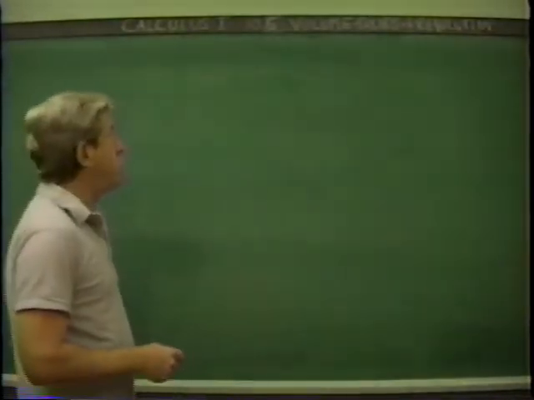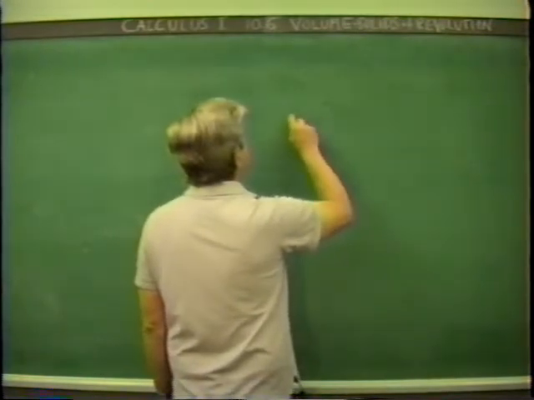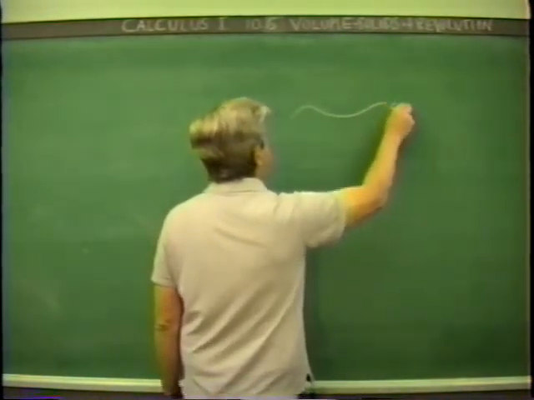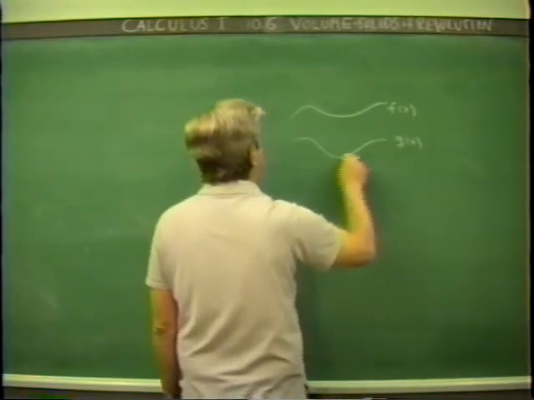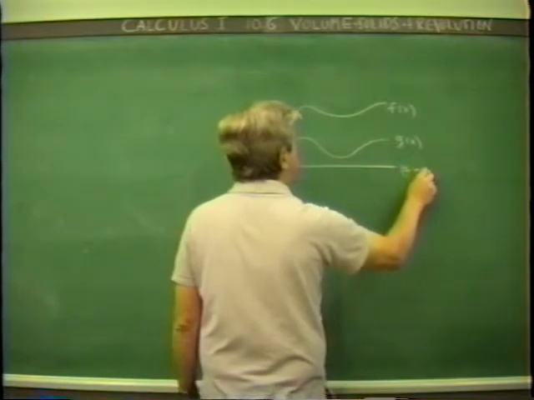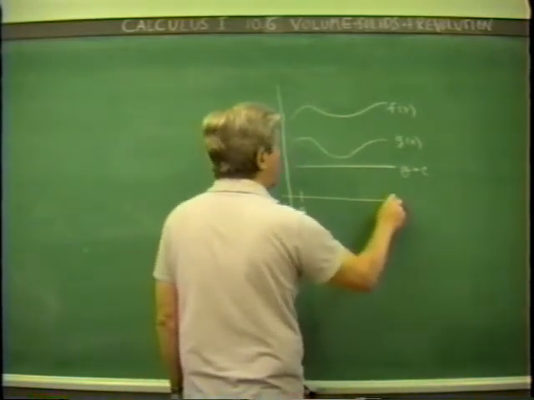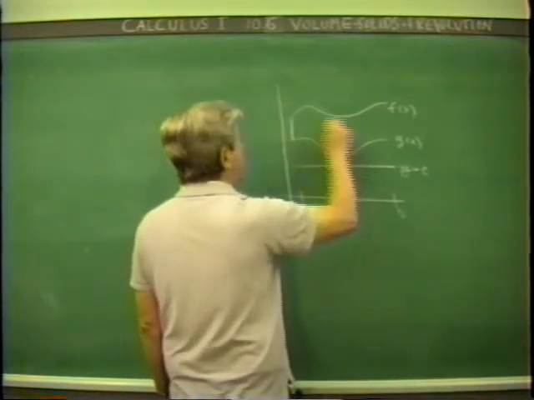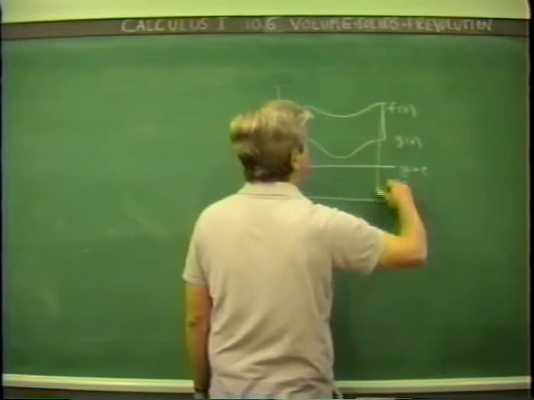Well, now it's more complicated solids of revolution. They don't get to be too complicated, though. Let's suppose that we've got a function f of x, and it's larger than, let's say, a function g of x, and that's above the line y equals c on the interval AB. We wish to revolve this around this line.